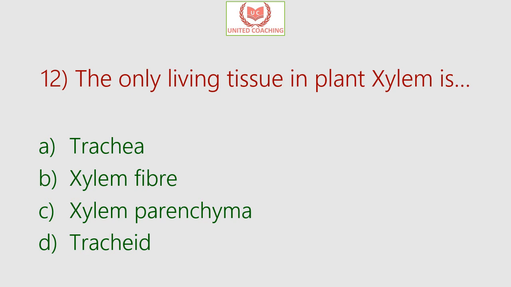Our next question is, the only living tissue in plant xylem is? Is it trachea or xylem fiber or xylem parenchyma or tracheids? So the answer is xylem parenchyma. Xylem parenchyma is the only living component found in xylem tissue, and they are the living cells associated with the xylem that are found in between the vessels and the fibers, and they act as a storage house of starch and fat, while assisting in conduction of water.